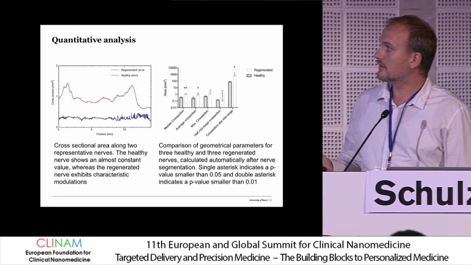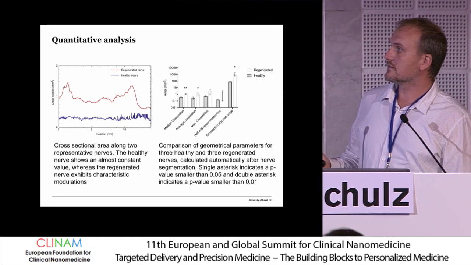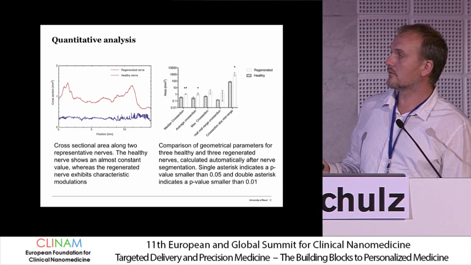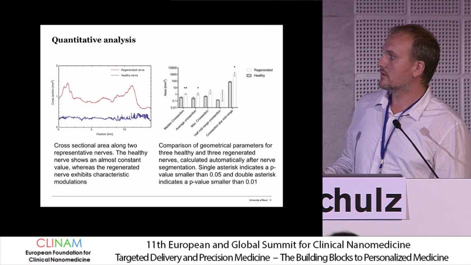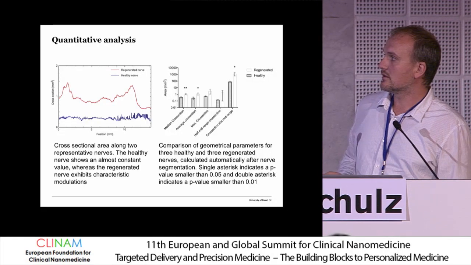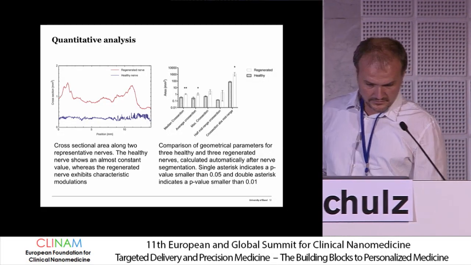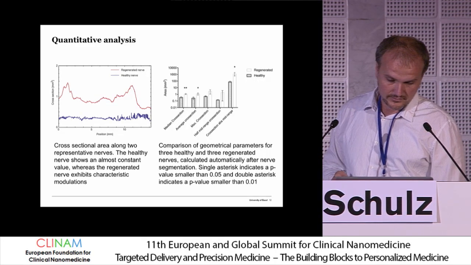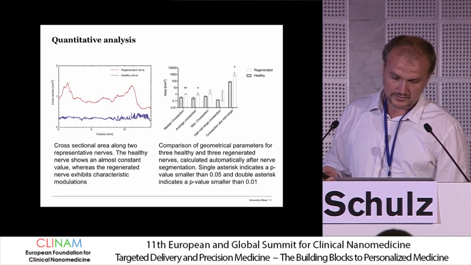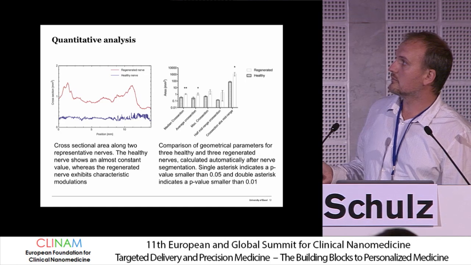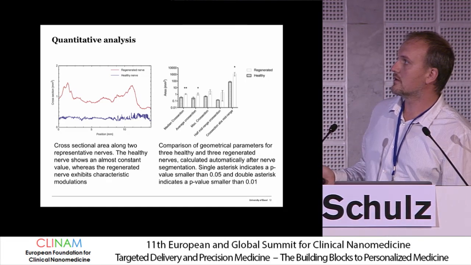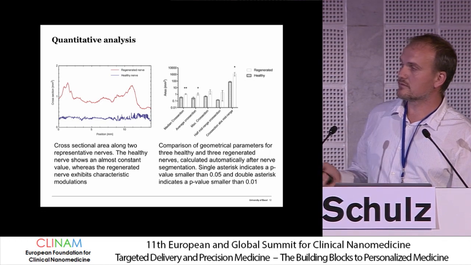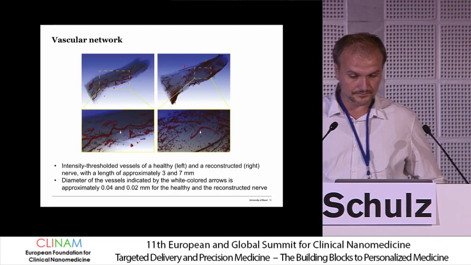And then there is a comparison of some geometrical parameters on the right-hand side, where we had a look at values like median cross-section, average cross-section, and maximal cross-section, again between the healthy and the reconstructed nerve, where the reconstructed nerve always had higher values.